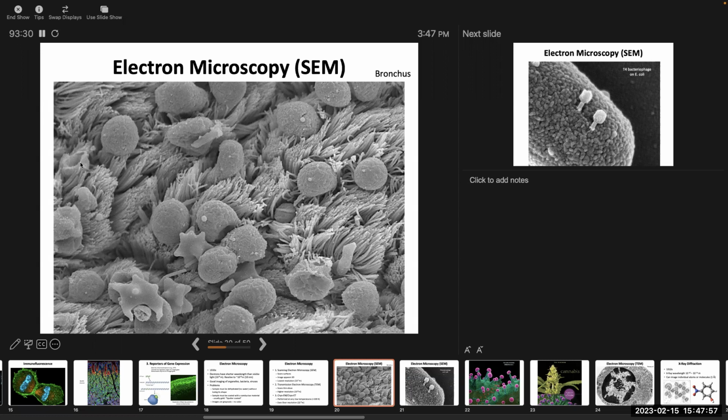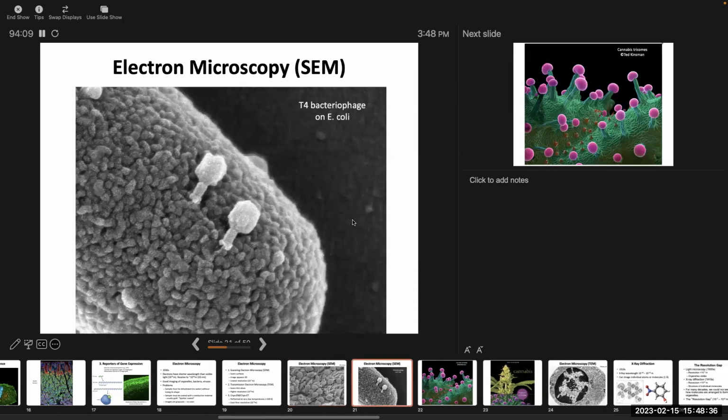So you can see the microvilli of the ciliated cells lining the inside of the airway, the inside of the bronchus. I'm not sure what all the round lumpy cells are. I believe the star-shaped ones, the ones that are kind of radiating, I think those are macrophages. But we're seeing a bunch of different cell types on the surface of all these ciliated endothelial cells, or excuse me, epithelial cells lining the inside of a bronchus.